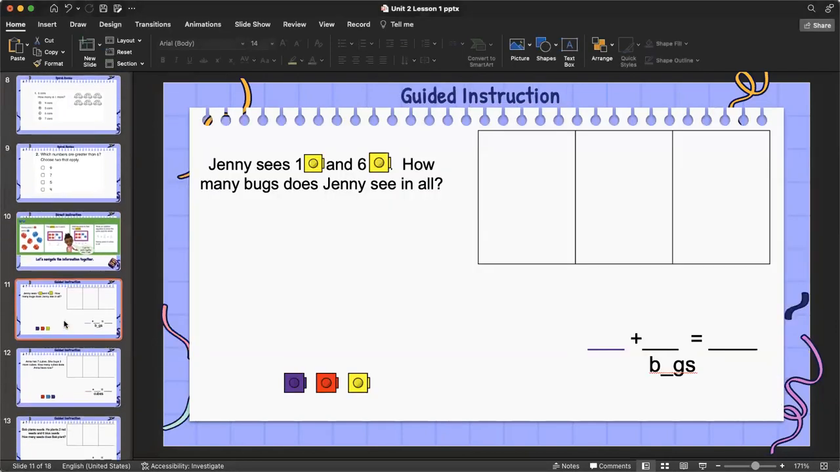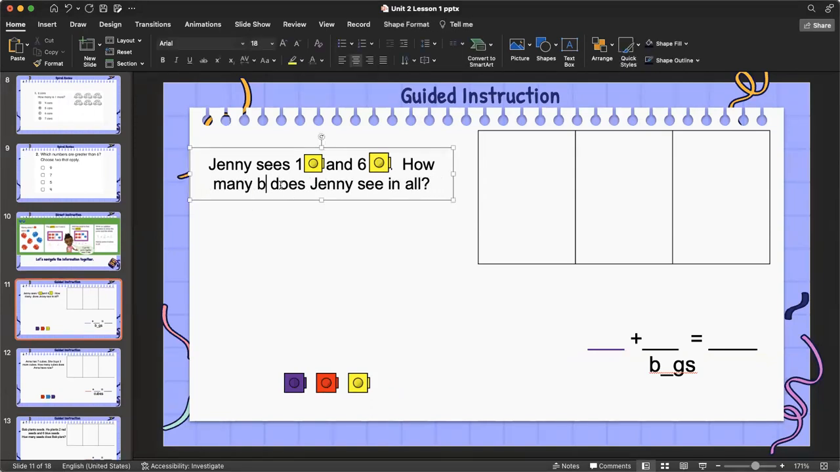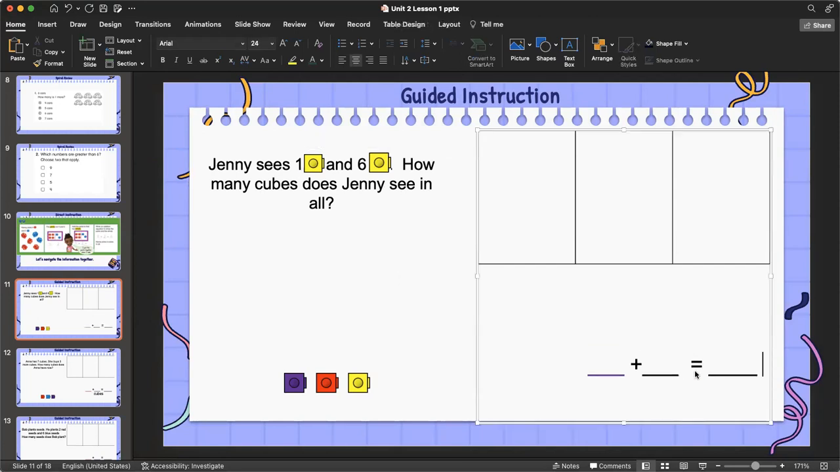This next guided practice, again, this is where you'll be using your whiteboard. You're going to go through each of these. Ready? Jenny sees 1 cube and 6 cubes. How many cubes, not bugs, little things. How many cubes does Jenny see in all? Bugs or cubes. How many does she see in all? So again, you're going to take the words in here and work with your learning coach on writing this number sentence, this equation, to figure out the problem.